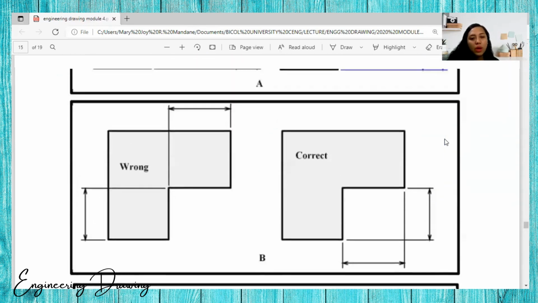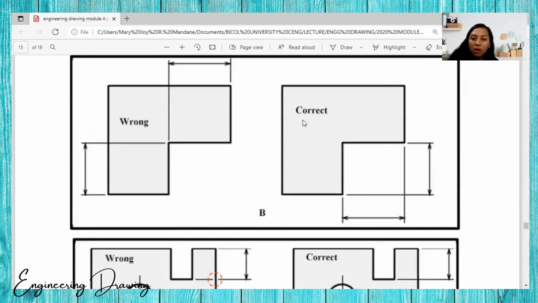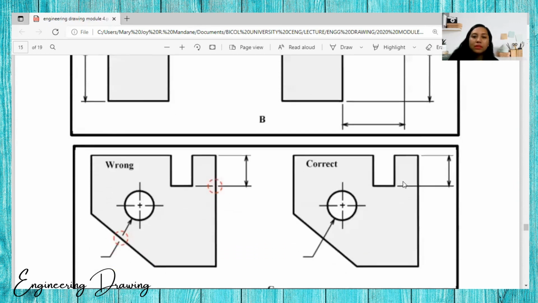Okay, this is the wrong way of doing this inside. Okay, mali to. This is the correct way of doing your dimensioning. So, titingnan ko din po yan. Wrong way po to na i-break mo yung leader line mo. At ito, i-break mo din yung extension line. So, the correct way of that is just to diretso mo lang siya. Okay?